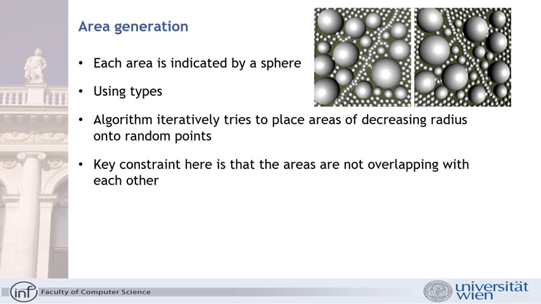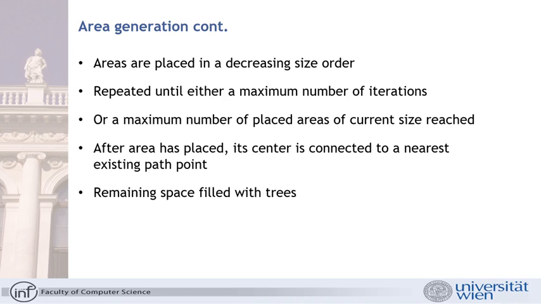The key constraint here is that the areas are not overlapping with each other, as well as with any of the path points. And the areas are placed in decreasing size order in order to make sure that small areas do not use up all the space and make it impossible for larger areas to be placed. The iterative process for placing areas is repeated until either a maximum number of iterations or a maximum number of placed areas of the current size has been reached. Both of these parameters are predefined in the editor, with the former being a failsafe against an endless loop.